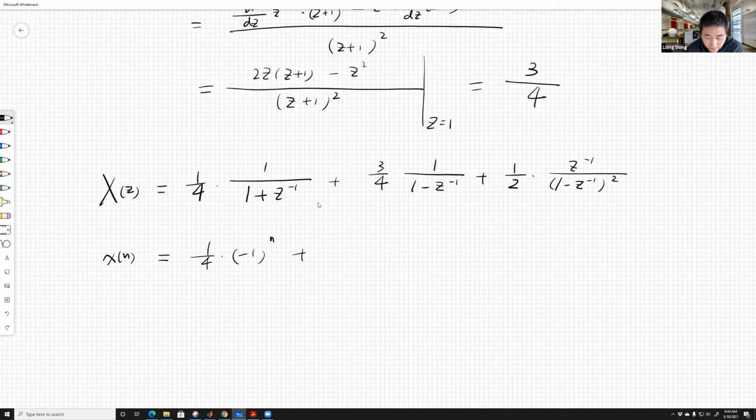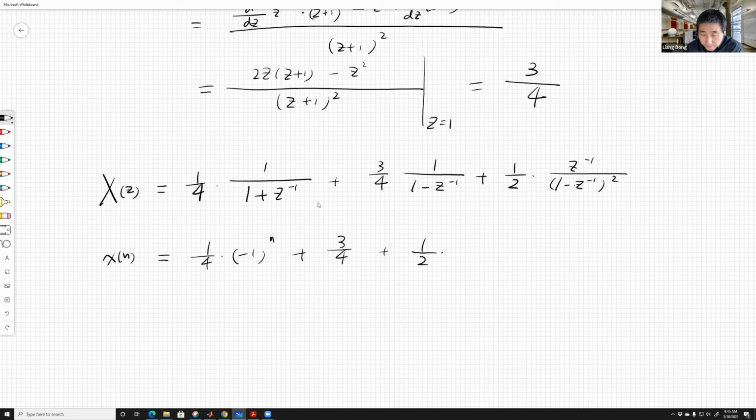The second term is 3/4. The root is 1, p is equal to 1, so I'm just leaving it here: 1 to the power n. The third term is half, and I'm checking the coefficient. This coefficient here is 1, and the coefficient here is 1, so fine, that's 1 to the power n. If the coefficient here is not 1, say it is half, I just put a half at the beginning in front of that. It's not a big deal.